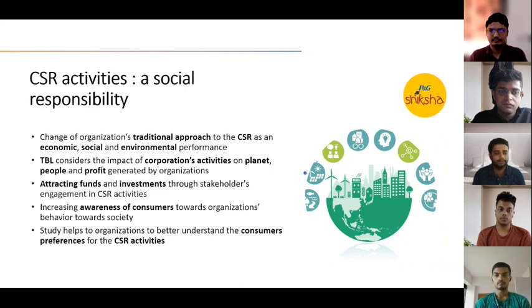Then coming to funds and investment, the company needs to engage their stakeholders to attract funds and investment in the domestic as well as in the international market.